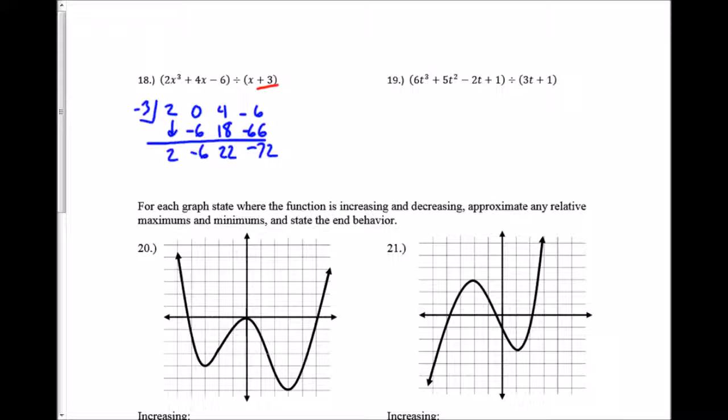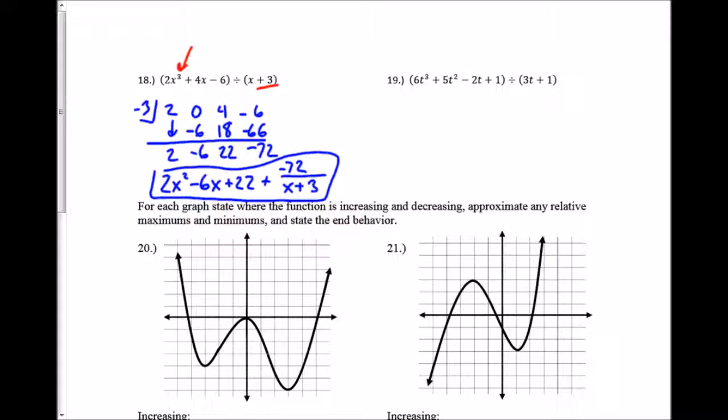And now I bust out my secret decoder ring here. Since this thing started with an x cubed, my answer is going to start with an x squared. So this translates into a 2x squared minus 6x plus 22 with a remainder of -72, which goes over the thing I was dividing by. And that's it. That's synthetic division.